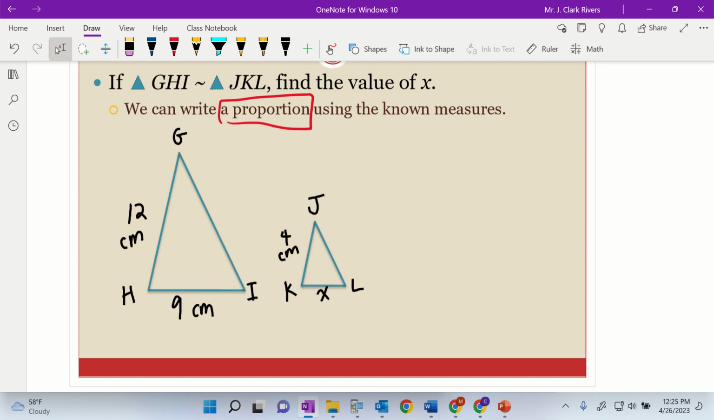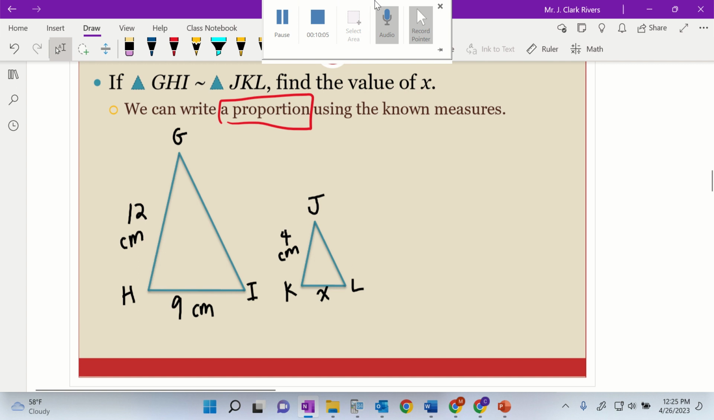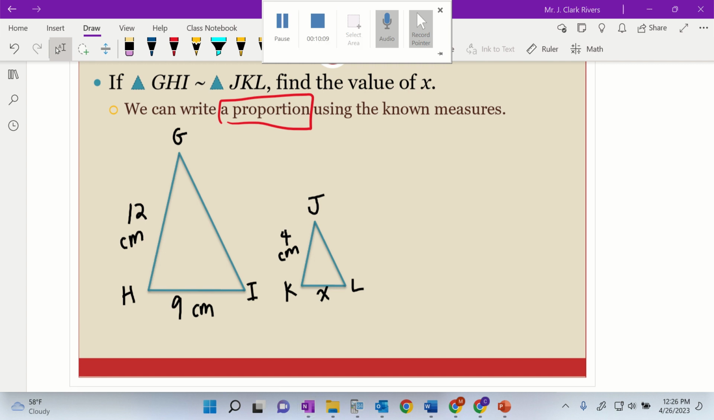I know you probably don't even have to use a proportion. If you know the answer by looking at it, that's great, but still use a proportion just to prove your answer correct. So I'm going to pause the video now. You should do the same thing and work that problem. All right, let's take a look.